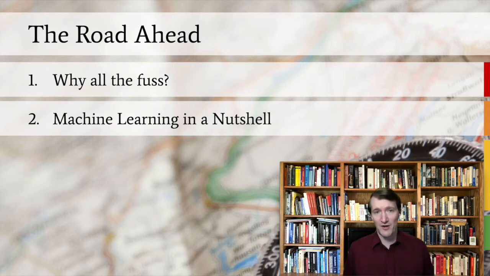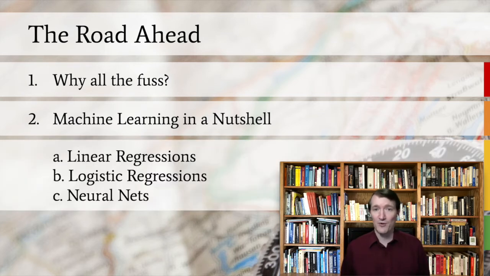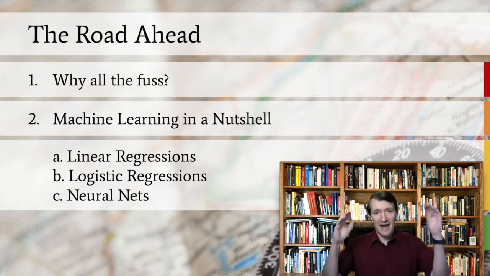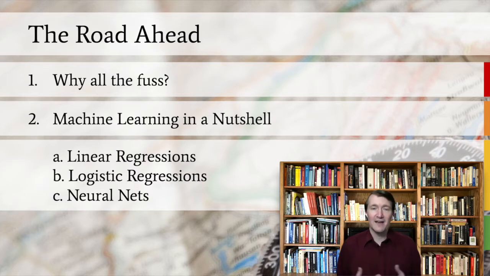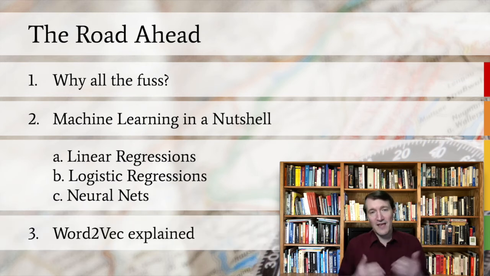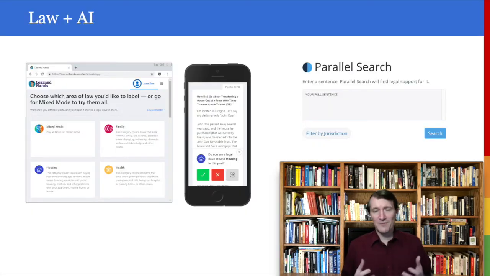Then we're going to do a really quick overview of machine learning. We'll quickly talk about linear regressions, logistic regressions, and then introduce the idea of neural nets. We're going to talk about some math, but we're not going to ask you to do any math. It's going to be a very high-level introduction, hopefully so that you'll be able to walk away with some understanding of what's going on in these different machine learning tools. And then we'll end with an explanation of Word2Vec, which by the time we get there will hopefully make sense.